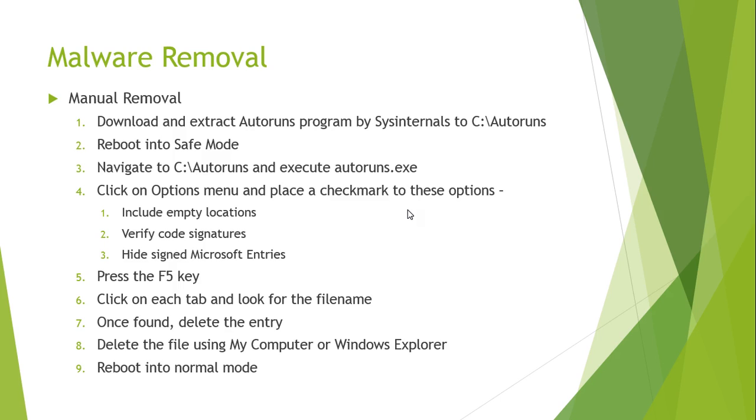Once the program starts, click on the Options menu and place a checkmark on these options: include empty locations, verify code signatures, hide signed Microsoft entries. Next, press the F5 key to refresh the startup list using these new settings. Then the program will show information about the startup entries in 8 different tabs. Click on each tab and look for the file name that you want to remove.